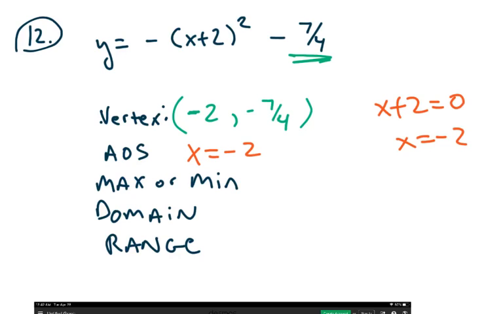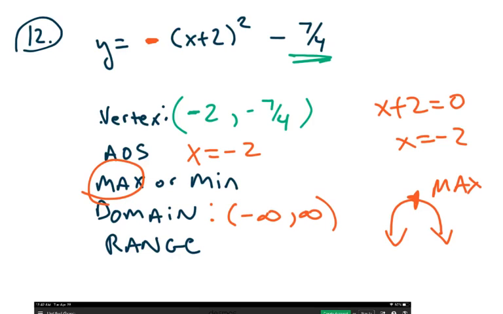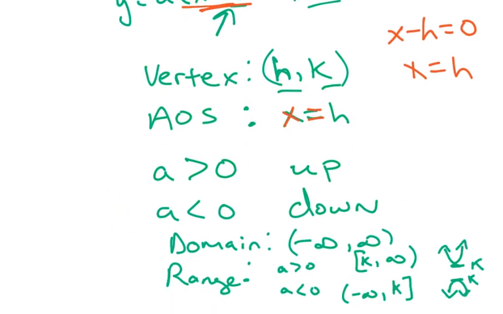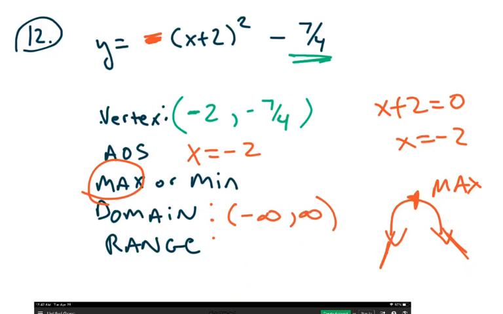Is it a max or a min? Well, let's think about what this graph is. We know that when it's negative, it means we're sad, so we're frowning, which means that this has to now be a max value. So the vertex is going to be a max. We know the domain is always negative infinity to infinity because it's a parabola, right? It's shooting out to the left and the right forever and ever. And the range, because our a value is negative, is going to go from negative infinity up to this value of negative 7/4, which is actually going to be my ceiling, my cap.